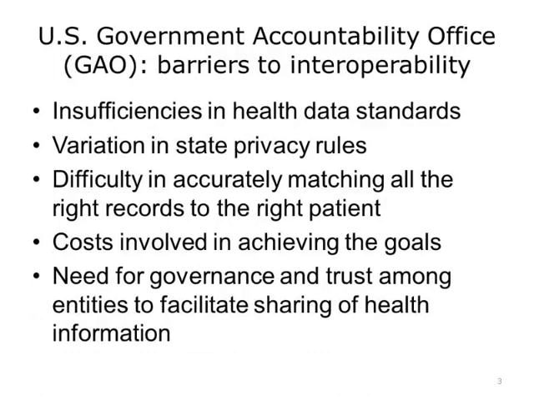Several organizations related to the federal government have evaluated the problems in achieving health interoperability in the United States. The Government Accountability Office of the United States, GAO, describes barriers to health interoperability as the following: insufficiencies in health data standards, variation in state privacy rules, difficulty in accurately matching all the right records to the right patient, costs involved in achieving the goals, and the need for governance and trust among entities to facilitate sharing of health information.